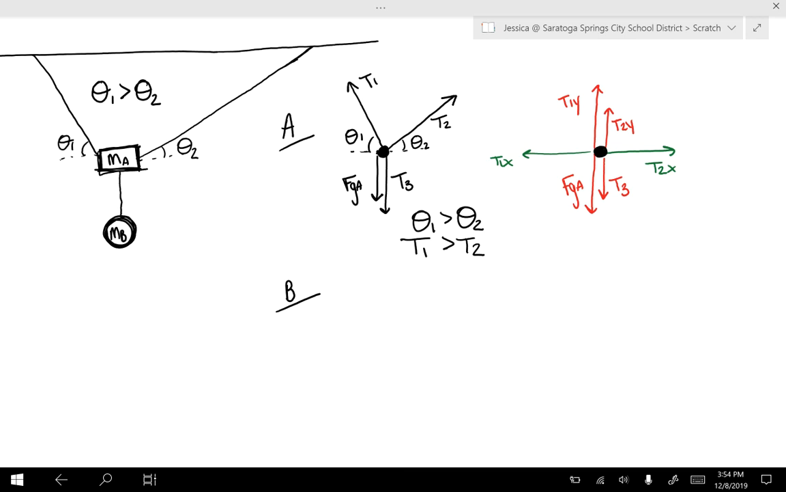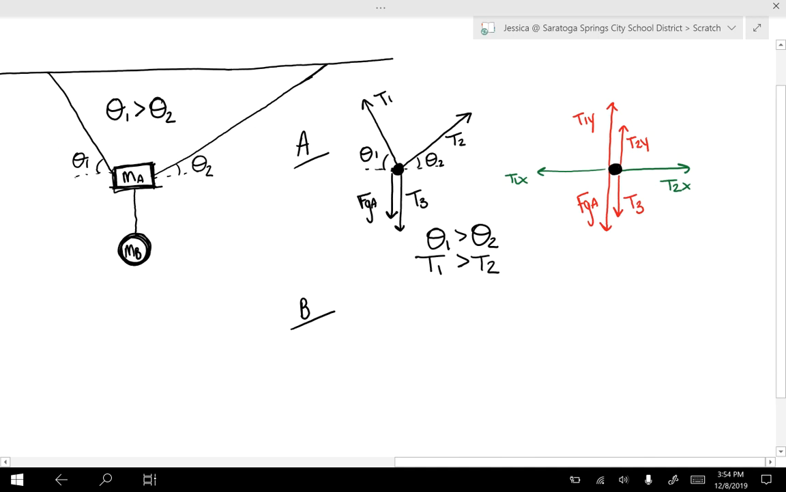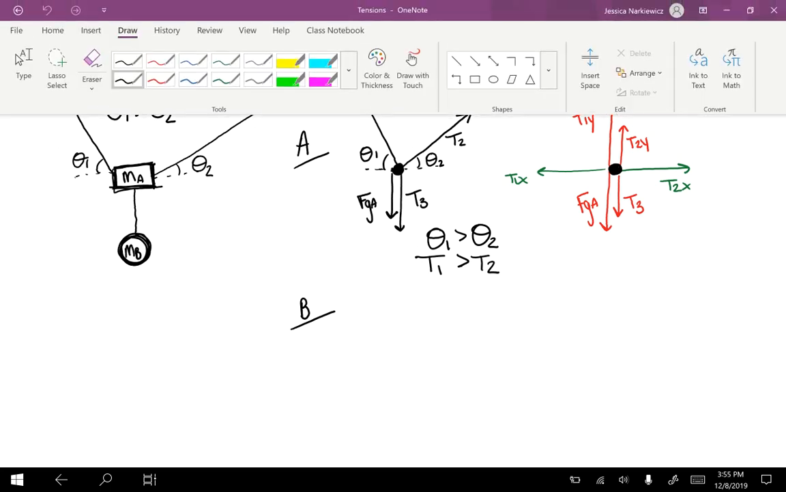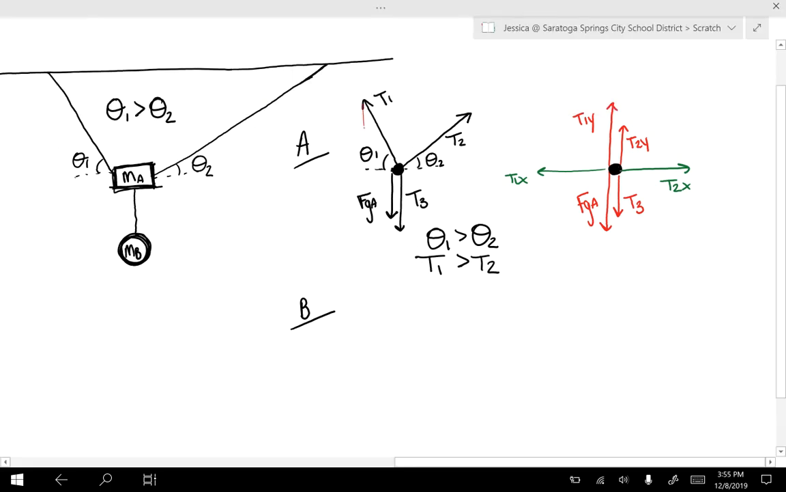Okay. The reason why is because T1, because it is at that larger angle, necessarily needs to have a larger vertical component than T2. Okay.